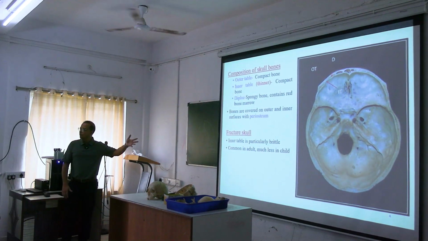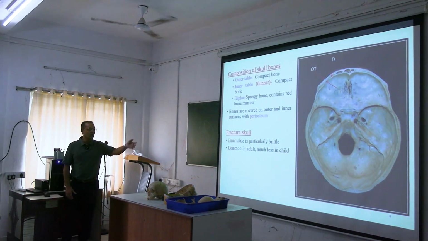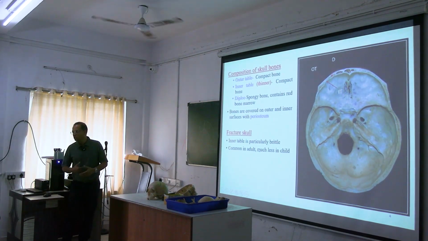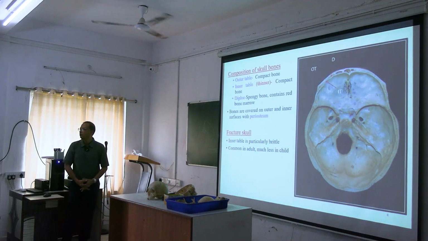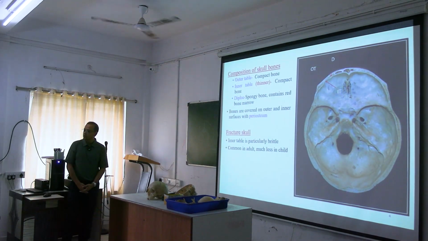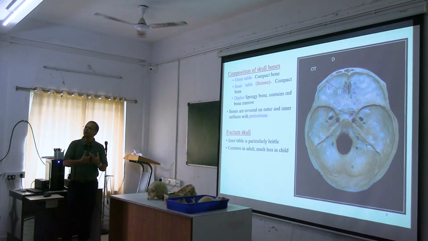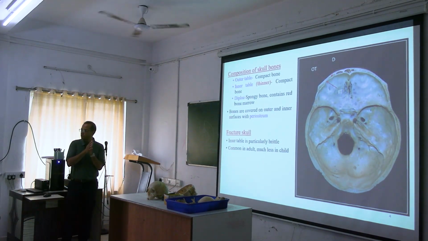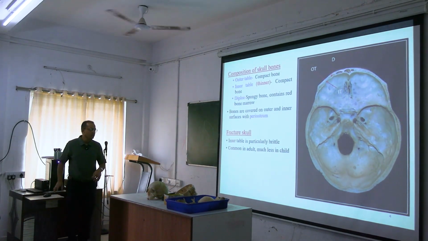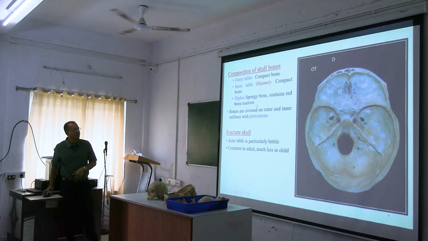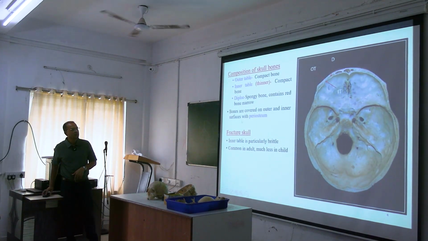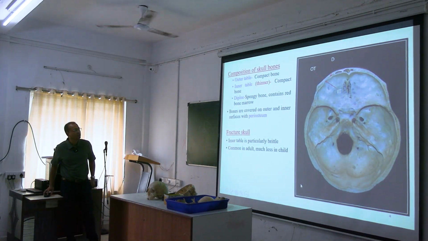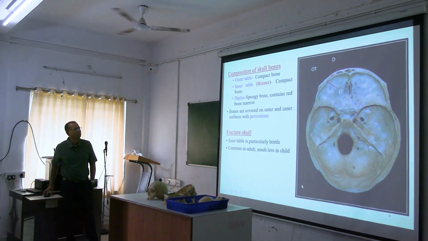The covering over the outer table and inner table we call the periosteum, which is the bone lining membrane, and the inner side of the periosteum we call the endosteum, right. So, the outer side covering we call the periosteum, and the inner side we call the endosteum. Here, the outer and inner surfaces are covered by the periosteum, outer side covering and inner side covering, both the same. This is what you have to remember here.